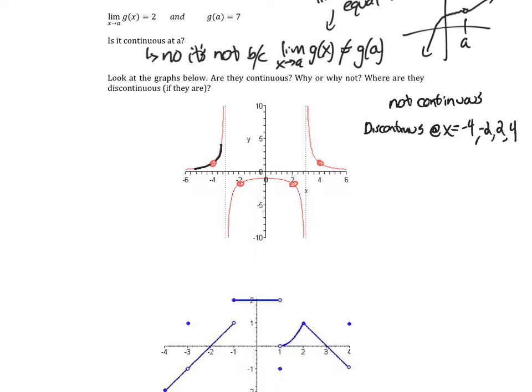What is the reason why? Well, let's take a look at this. Does the limit exist at all these points? Well, yeah, if you were to trace the graph and look at where the arrows are pointed, they're all pointed towards the same place on each one, right?